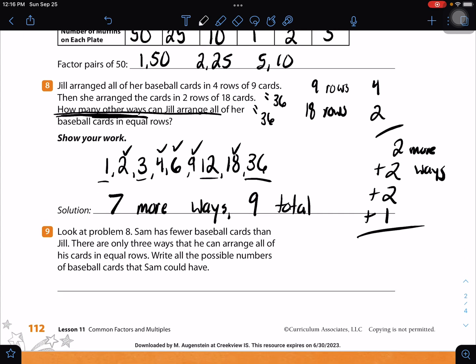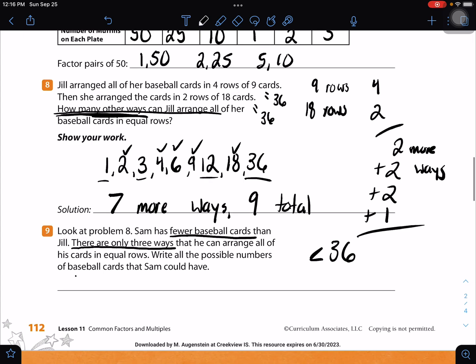Sam has fewer baseball cards than Jill. There are only 3 ways that he can arrange all of his cards in equal rows. Write all the possible numbers of baseball cards that Sam could have. So we know that he has fewer than 36. And we also know that there are only 3 ways that he can arrange his cards. This is a very interesting clue. He has fewer cards than Jill. So our number has to be less than 36. And there's only 3 ways.